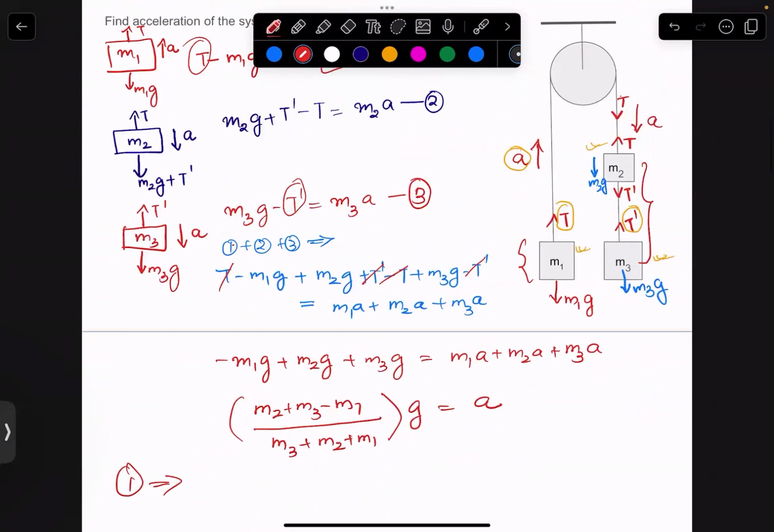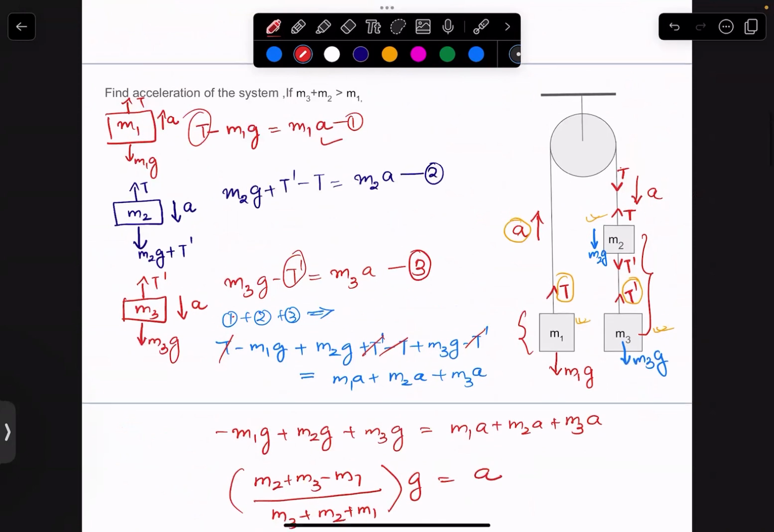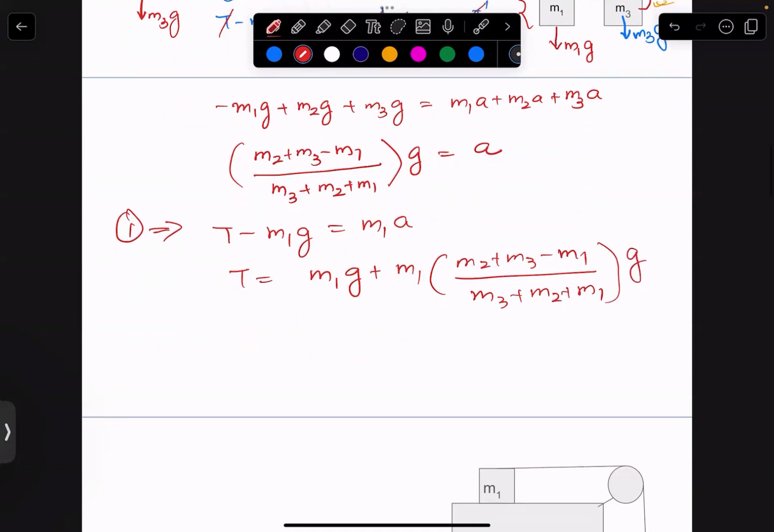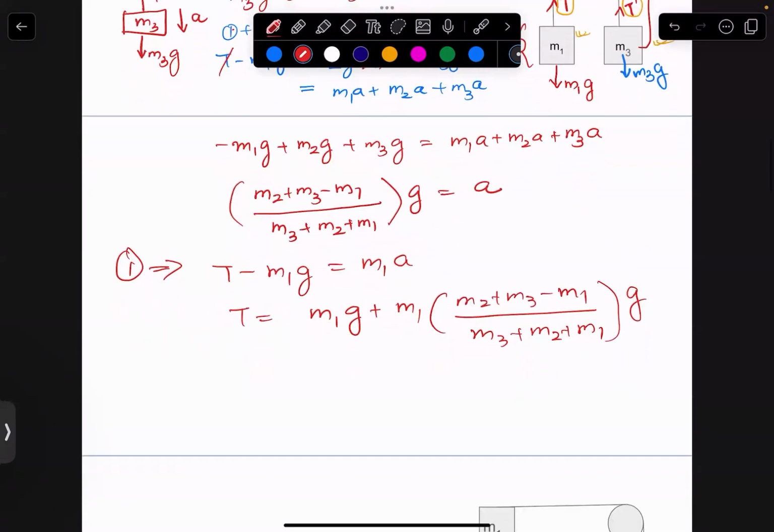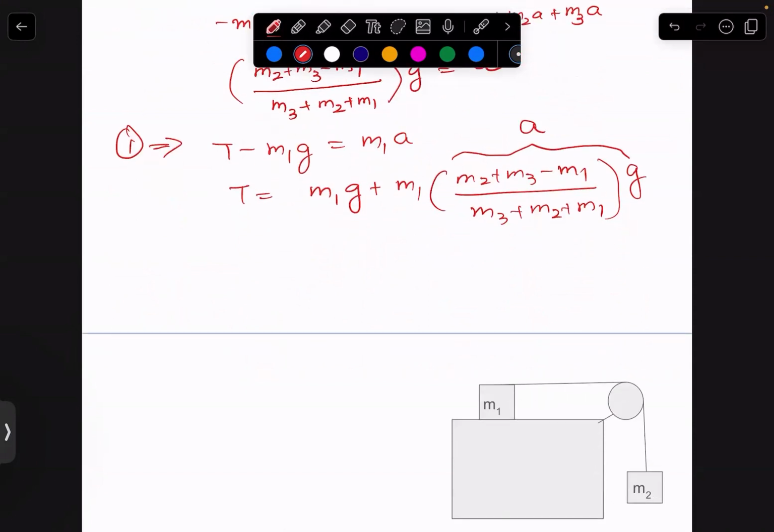So how you will be doing is T minus M1G equal to M1 times A. So this A equation, you can write it as T equal to M1G plus M1 times (M3 minus M1) by (M3 plus M2 plus M1) times G. Okay, so this is the expression for T. Similarly, you can get for T dash also. So I hope that you have understood that.